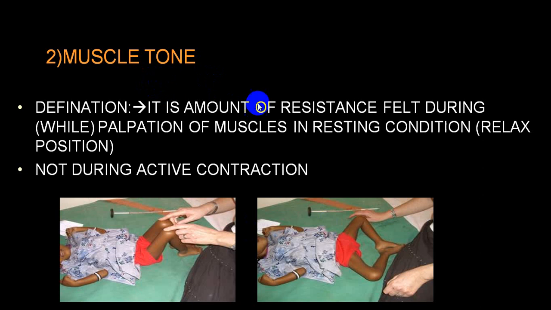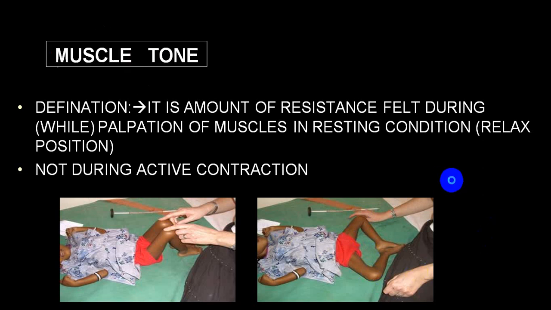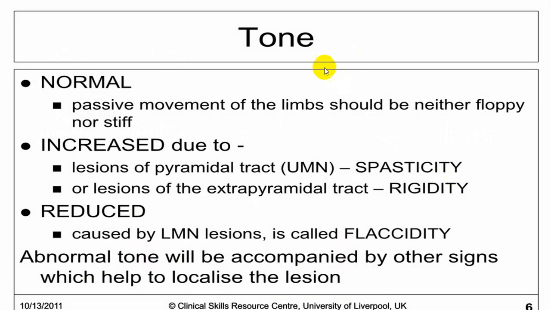Muscle tone is the amount of resistance felt during palpation of the muscle in a resting condition, or we call relaxed condition, not during active contraction. So you look at that particular thing, that we call muscle tone. Muscle tone will be reduced. So if you keep in this position and it falls, that is hypotonia, or we call flaccid muscles. So whichever muscle you are examining, muscle tone can be examined only by palpation.